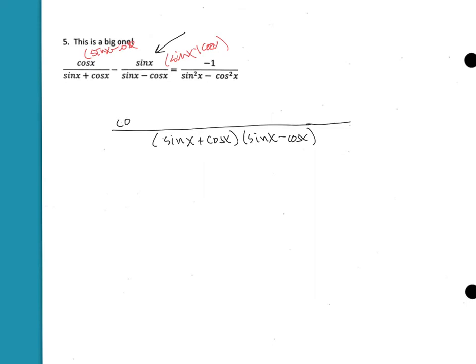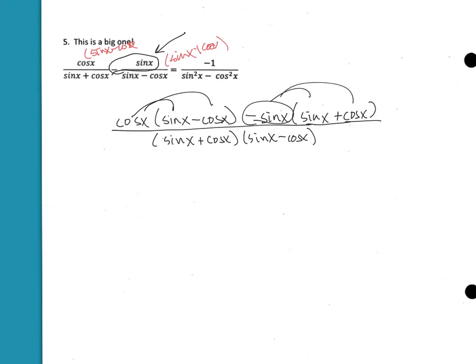So it starts with the cosine of x, and we're going to multiply that by sine of x minus the cosine of x. Now here's where you really have to pay attention. This is a minus. It's a negative sine x in front of this second quantity, which is the sine of x plus the cosine of x. Now we distribute. Right, so I'm going to distribute all this stuff. I'm going to distribute the negative sign. I'm going to multiply the denominator. I'm doing all the multiplying.